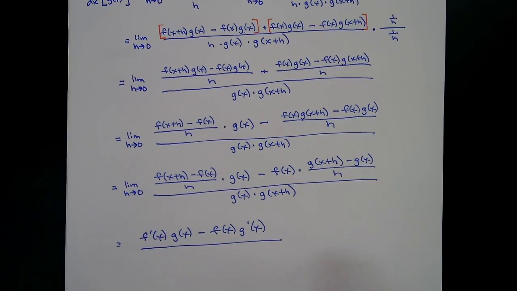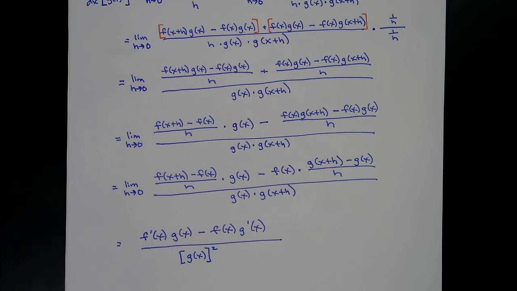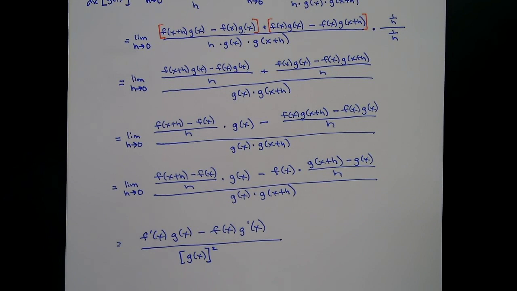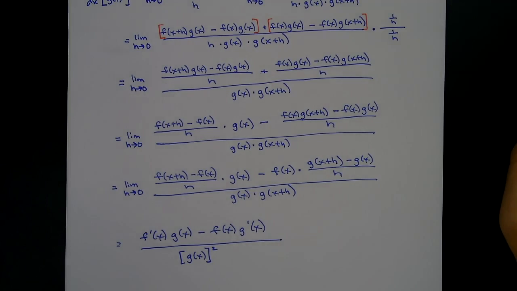Now, I want to say this. If you're writing g of x notation, you have to use a bracket around it. So you're going to write g of x like this, and then squared. Okay, all right, guys. So that is the proof for the quotient rule. Now, what's beautiful about this is I never have to do this silly stuff again. And then we're done.